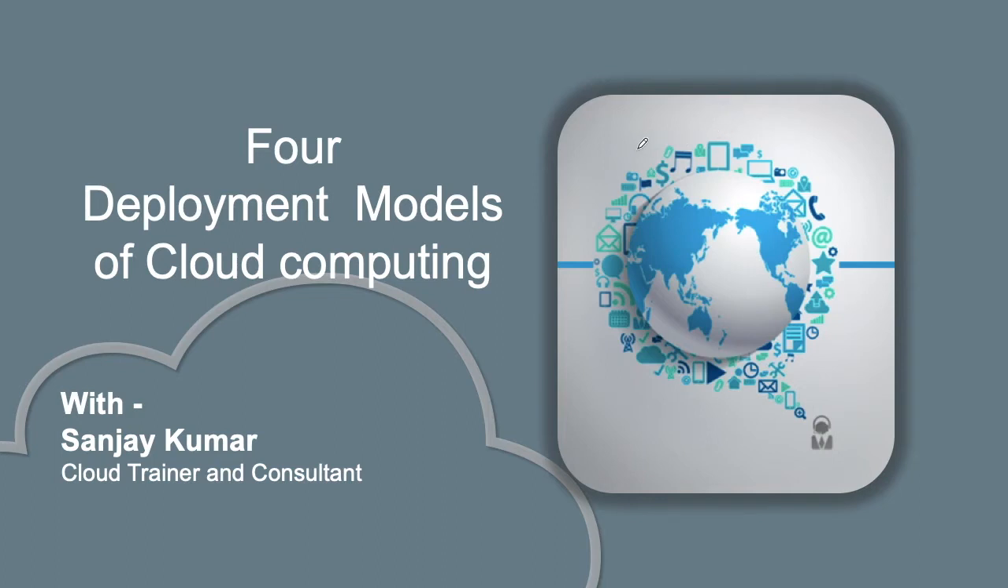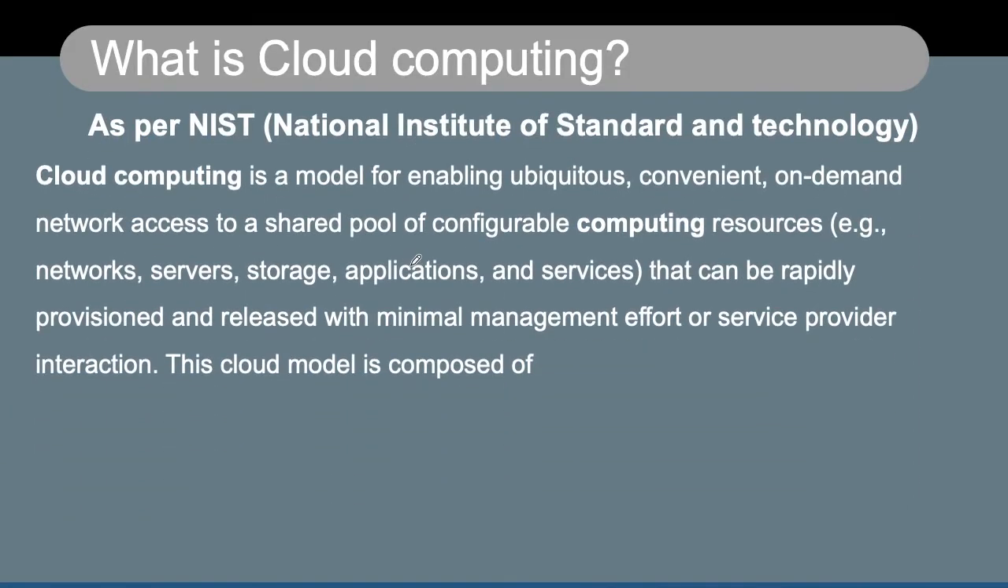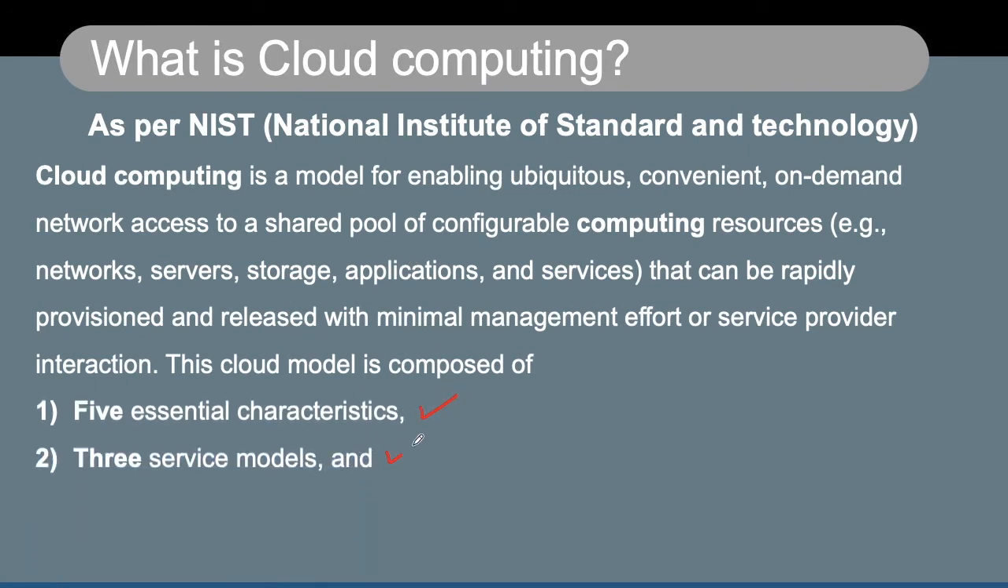Hello cloud experts. In this session, we are going to talk about 4 different deployment models for cloud computing. As per the NIST definition, there are 5 essential characteristics, 3 different service models and 4 different deployment models. In the last 2 sessions, we talked about the 5 essential characteristics and 3 service models. If you have not seen those sessions, please go ahead and watch them as well. In this session, we are going to talk about the 4 deployment models.